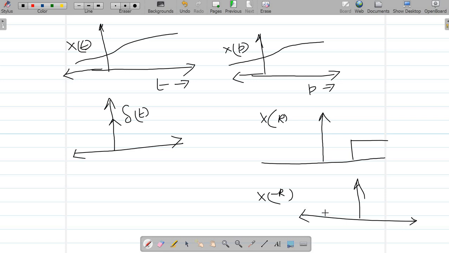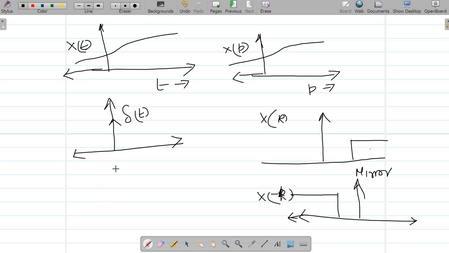So when I reflect it along the y-axis, I take the y-axis as a mirror, and when this is focused on the mirror, on the other side you get a mirror image. So this is essentially x of negative of k. As I said, this k is some index number which can be replaced by even t or tau or p or whatever. So this is important.